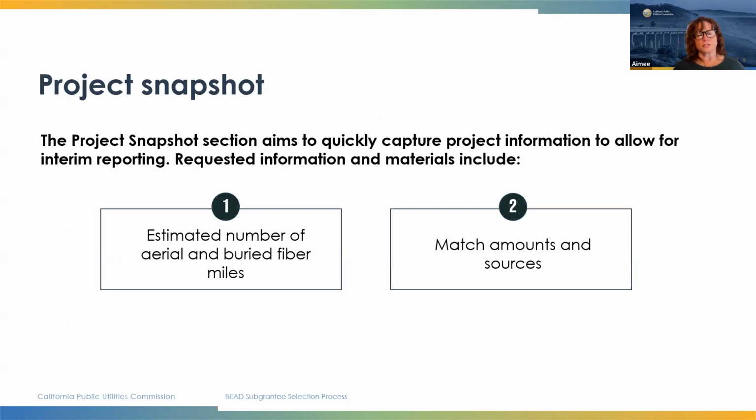Let's go to the project snapshot section. This really aims to quickly capture project information and allows for interim reporting. This requested information includes an estimated number of aerial and buried fiber miles, match amounts, and sources for applicants, and a very short project description.